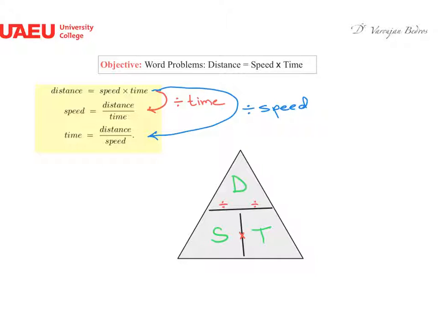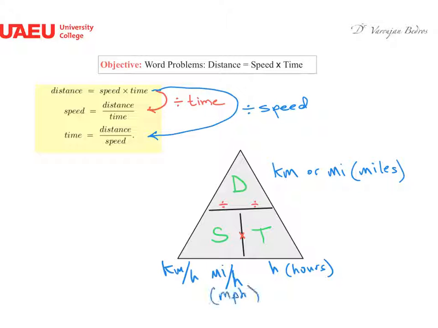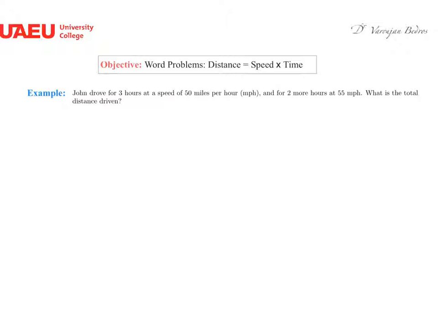Before we look at an example, you should know that distance is usually given by kilometers or miles, and time is given by hours. Whereas speed is a rate, so it can be given by kilometers per hour or miles per hour. Let's use these rules in the following example.